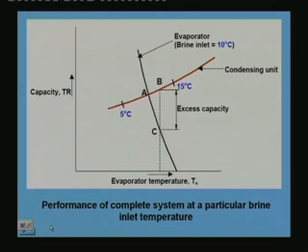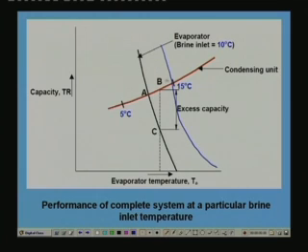And suppose the brine inlet temperature is not 10 degrees, but 15 degrees, then you will have a curve like this, because the 15 degree curve is here. If it is 5 degrees, you will have another curve like this, okay. So you can have different brine inlet temperatures, and again you can get different balance points.